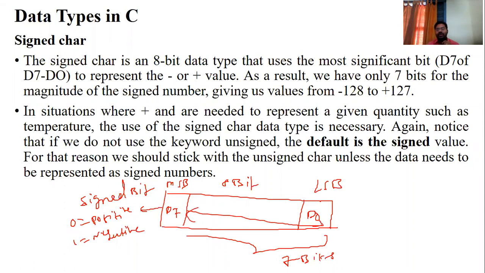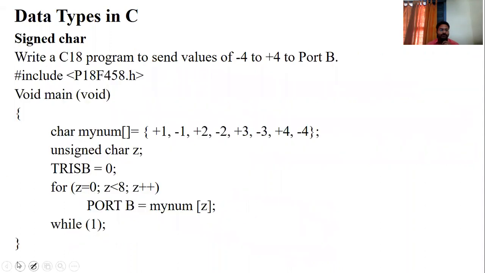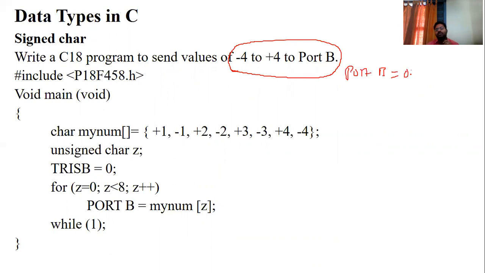So this is the default character for the C program. The values range from -128 to +127. We are using effectively only 7 bits. Okay, see this. Write a C program to send values -4 to +4 to port B. Again, port B is the output port, and you can perform the write operation. Since these values are from minus to plus, you must use the signed character.